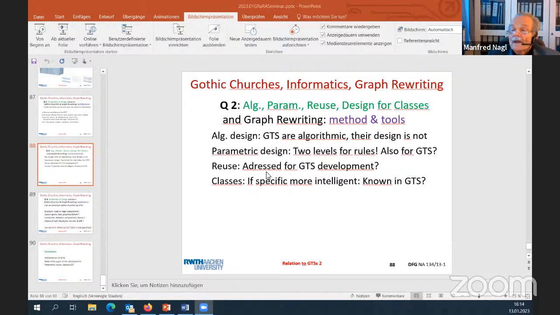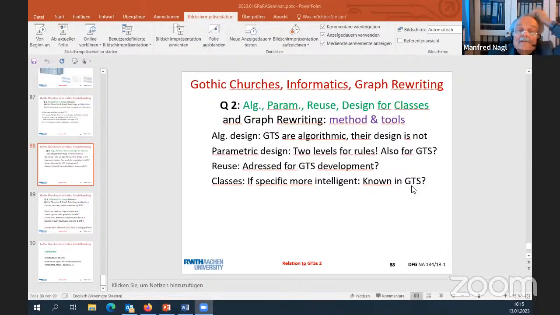Or is the reuse aspect addressing graph transformation system development, so that you make some library of reusable elements for specific graph classes, for specific applications, and so on? It's also not the case. And this has to do with question 3. We have to go to big examples in a certain area, and then it would pay off to make such things. Or classes, if specific, more intelligent, is that idea known in graph transformation systems?